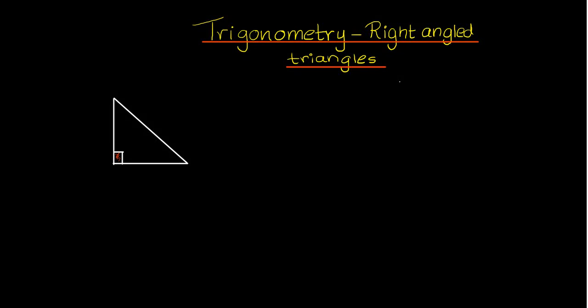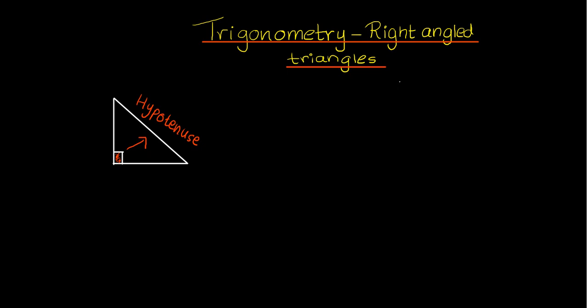So in this triangle, that's my right angle. Now once I've done that, I am going to find the side opposite the right angle, and that is going to be my hypotenuse. The hypotenuse is the longest side in a right angle triangle, and it's always opposite the 90-degree angle.